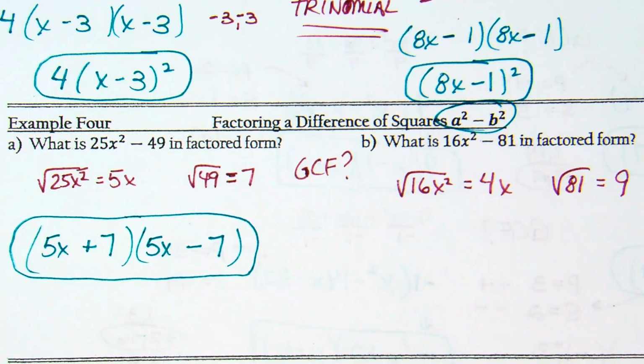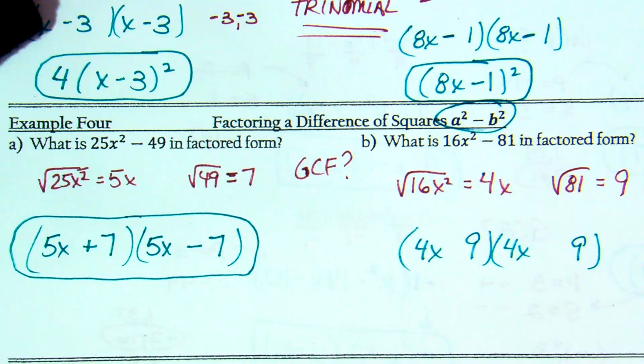Like almost everything else, we're setting up 2 parentheses. What's at the beginning of each parenthesis? 4x. What's at the end of each parenthesis? 9. What are my signs in the middle? Plus and minus. Or if you prefer, minus then plus. I don't care.